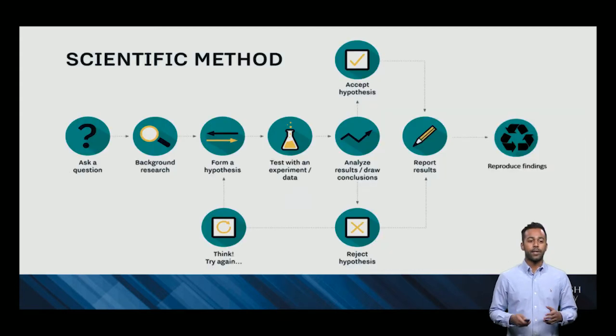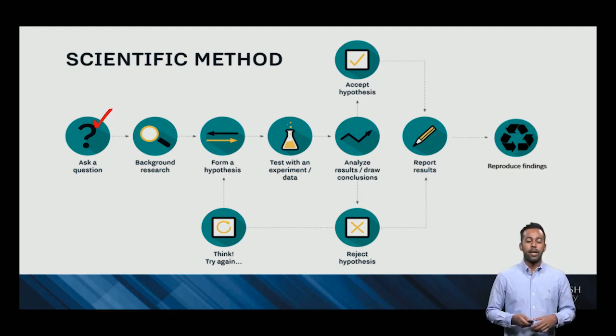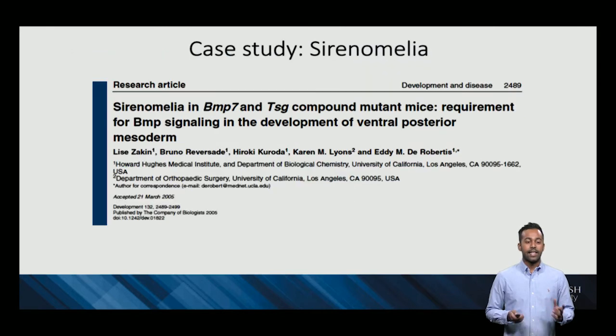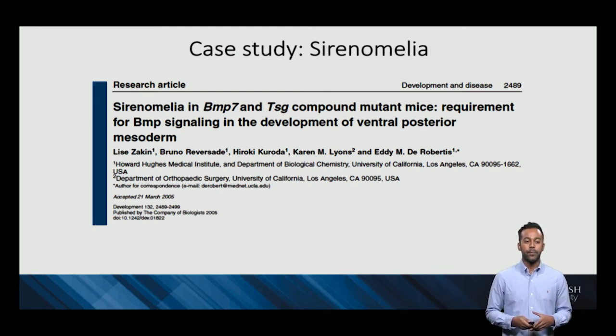And it all revolves around something called the scientific method. So the scientific method is a process from how we get from our question to our end result. And we're going to be looking at this diagram quite a bit throughout this online lecture. So like I said, today's online lecture is focusing on a case study. We're thinking about a congenital abnormality called serenomelia.